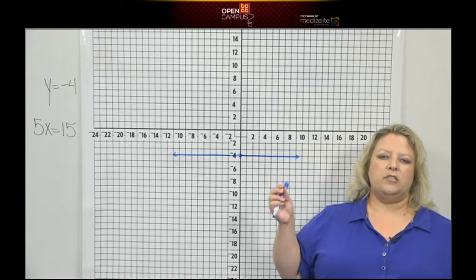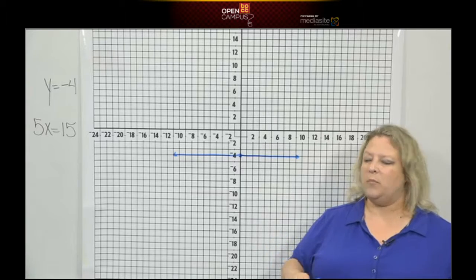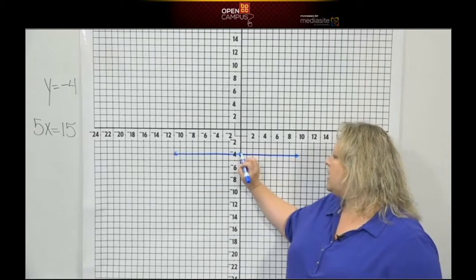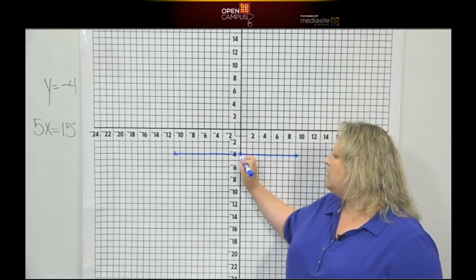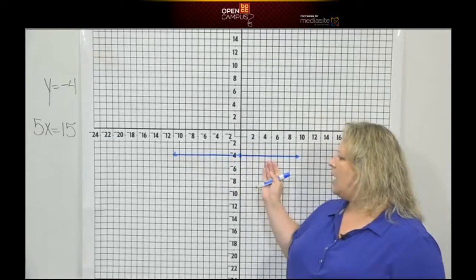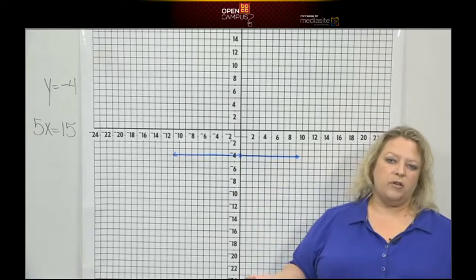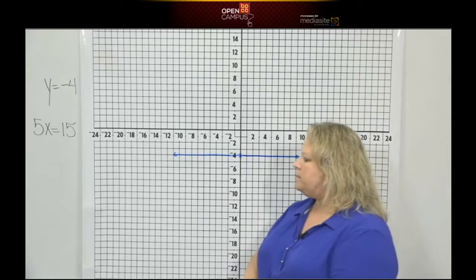Now, what if you're just required to give that second point? If you're required to give a second point, then any point that is on this horizontal line right here will suffice for your second point, okay?